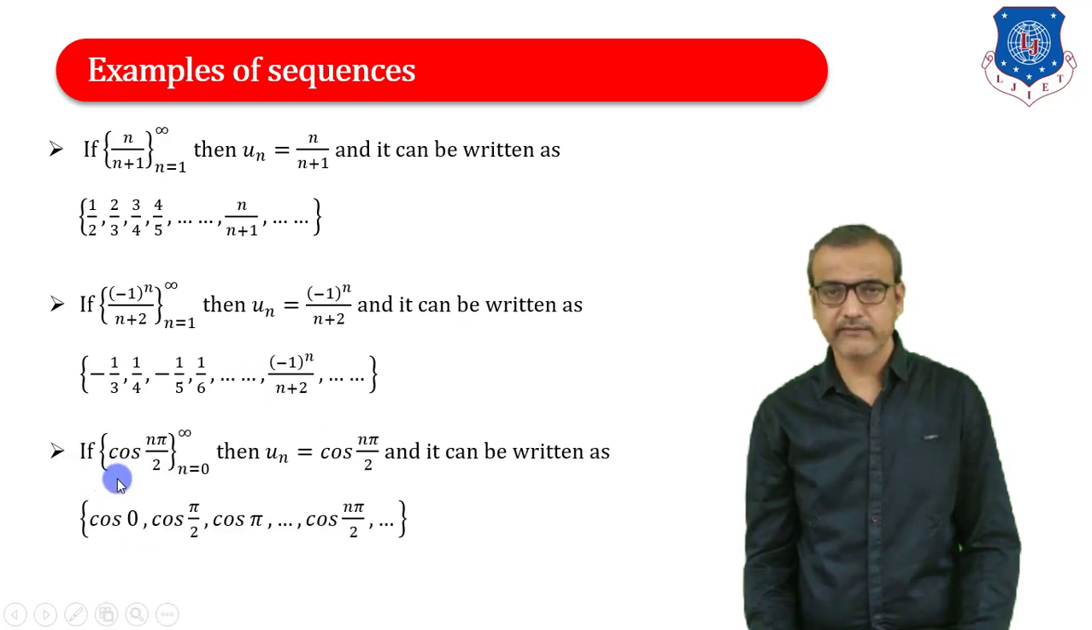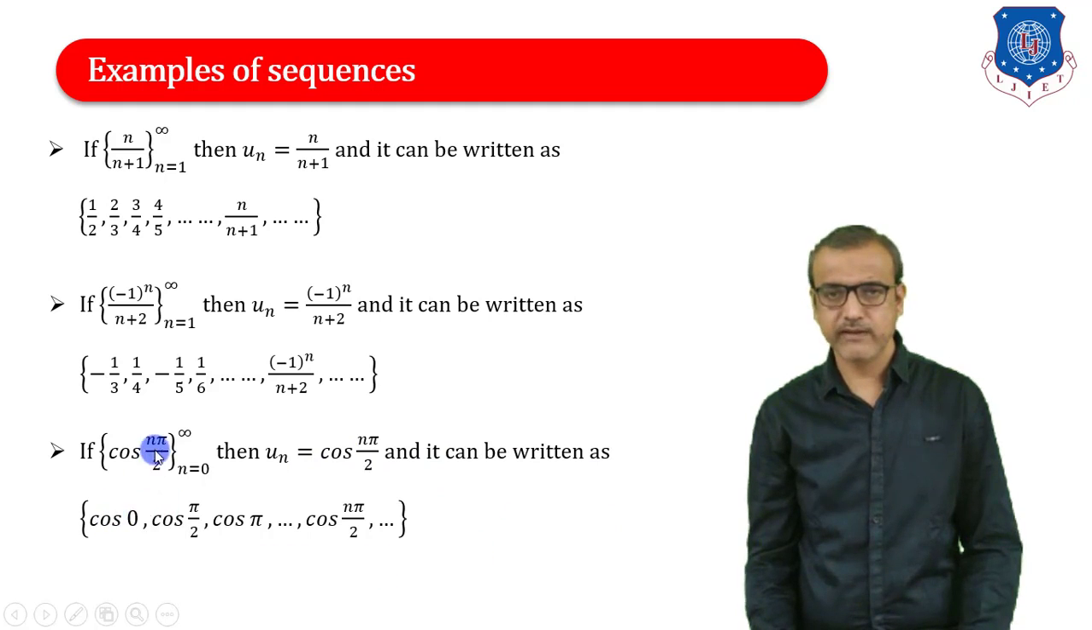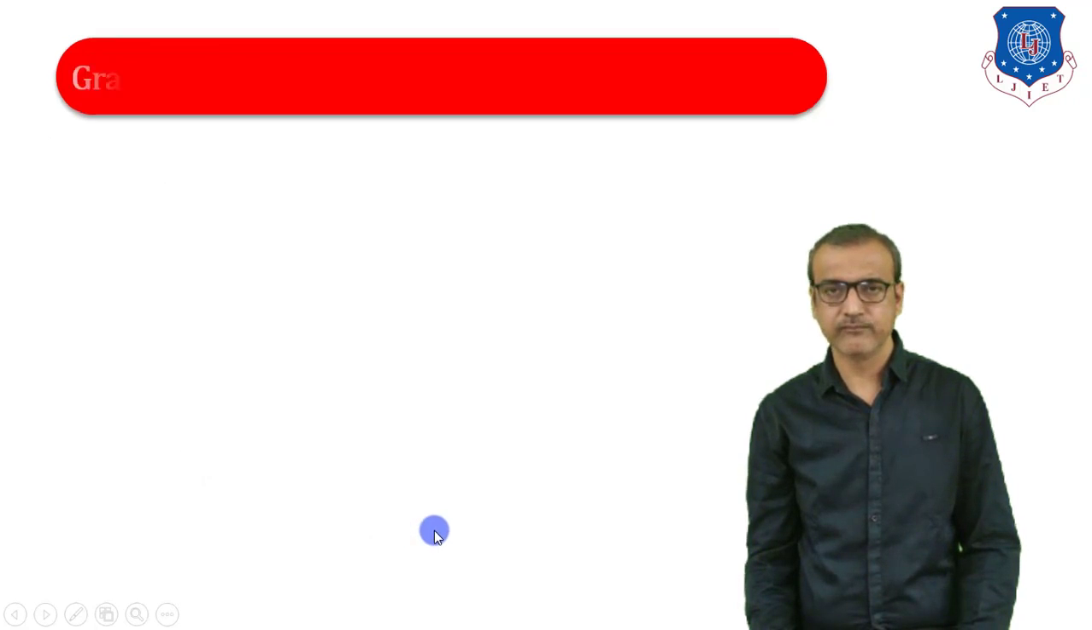Now this is the third example, cos(n pi by 2), where n varies from 0 to infinity. Then Un equals cos(n pi by 2), and it can be written as: if you replace n by 0, you get cos 0, for n equals 1 it is cos(pi by 2), for n equals 2 it is cos pi, and so on, and its nth term is cos(n pi by 2). So these are all examples of sequences.